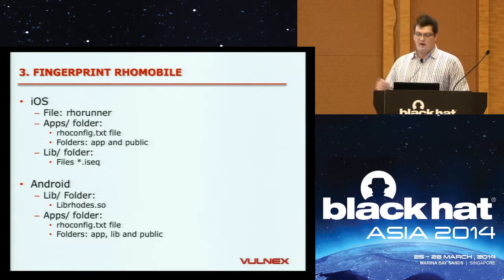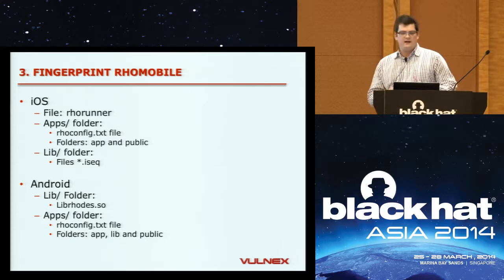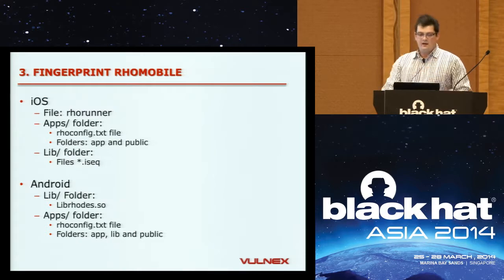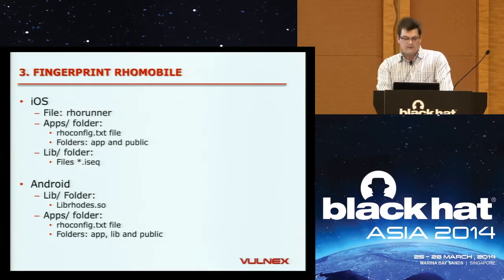So it's easy to spot. And then we can also find a lot of iseq files. Those iseq files are the entire Ruby bytecode files. And for Android, same thing. We look for the lib folder, and then we can find the libRhoRuby library. We can also look for the apps folder, and inside the apps folder, we can find the rhoconfig file and folders like app, lib, and public. And that will tell us this is a Rhomobile application.